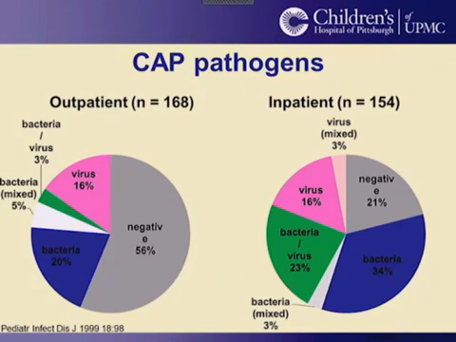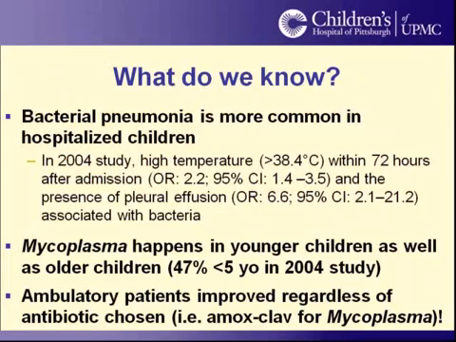So as you can see here, when you have a hospitalized patient, I would seriously consider bacterial therapy on a regular basis. So bacterial pneumonia, much more common in hospitalized children. That study from 1999 was confirmed in a 2004 study as well. And the high temperature after admission as well as pleural effusion are also strongly associated with isolating a bacteria.